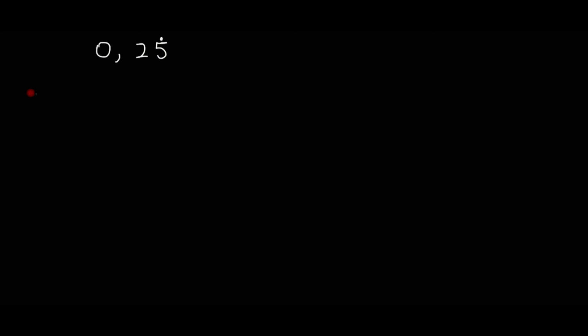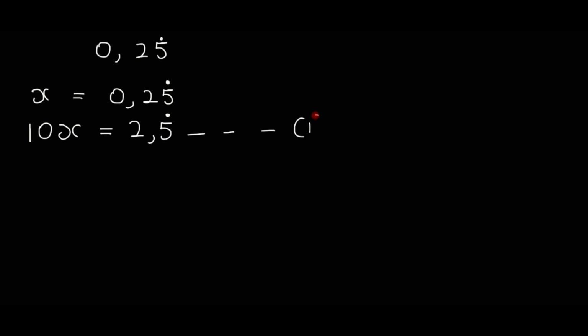Step number 1 re tlo re x is equals to 0.25 repeating, and then from there re tlo multiply both sides ka 10 because re nyaka move a decimal. Re la gore re tlo ba le 10x is equals to, and then 10 times 0.25 and then re fa 2.5 repeating, and then this is our new equation, and then from there re dira the same thing.